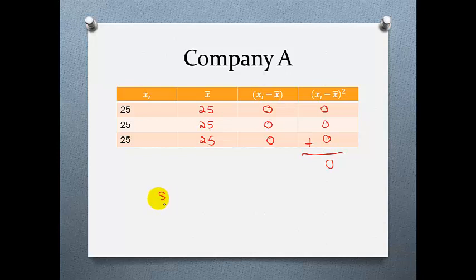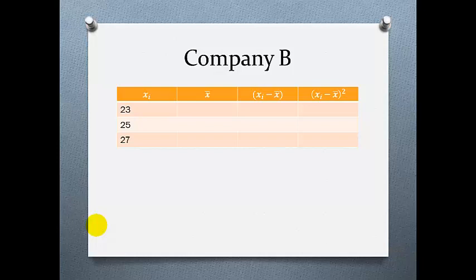To find the variance, we take the value we just got and divide by 1 less than the number of data values. There are 3 data values minus 1. That equals 2. So we are going to divide by 2. 0 divided by 2 is 0. The variance of company A is 0. Okay, that was boring. Let's do company B here. They're a little more interesting.